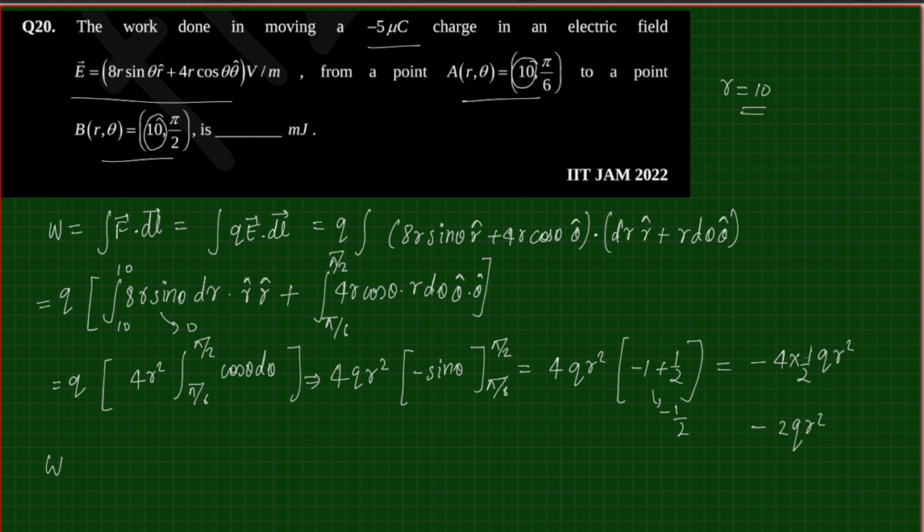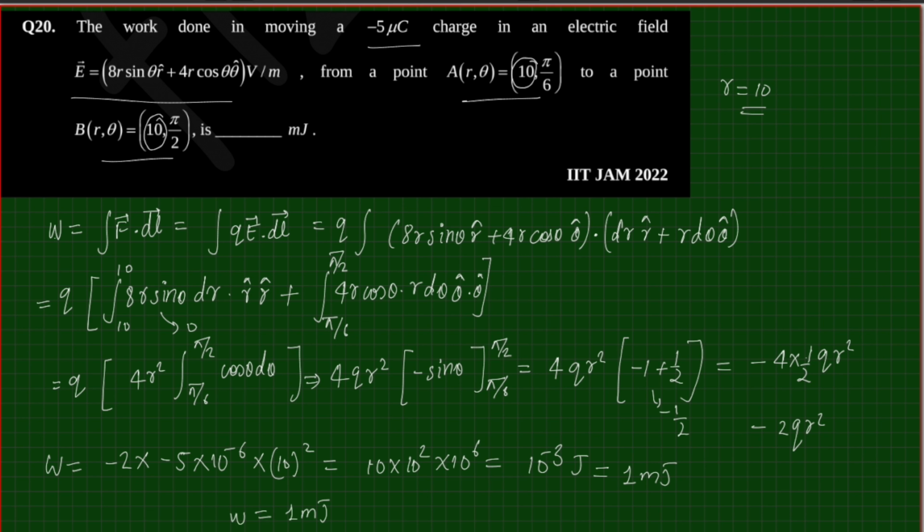So let's put in values. Minus 2 multiplied by q, which is minus 5 multiplied by 10 to the power minus 6 coulomb, and r is 10 squared. That will become 10 multiplied by 10 to the power 2 multiplied by 10 to the power minus 6. This will become 10 to the power minus 3 joule, which I can also say is 1 millijoule. So the work done will be 1 millijoule. So 1 is the answer.